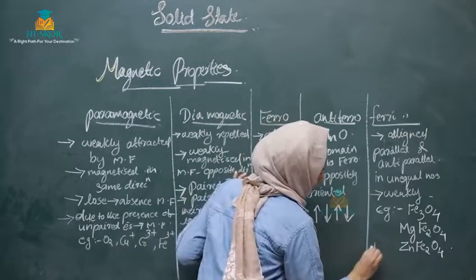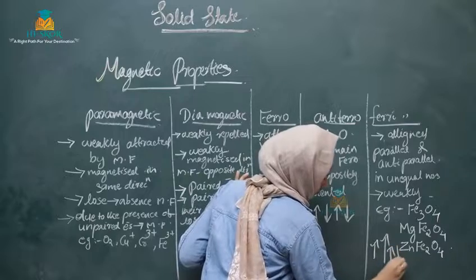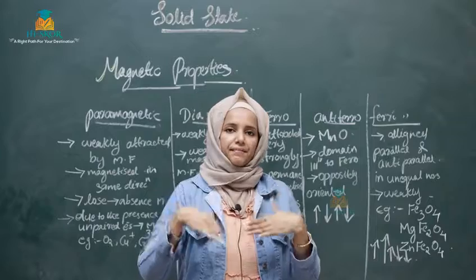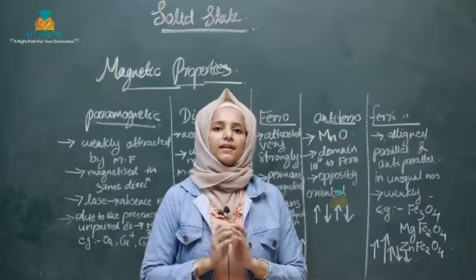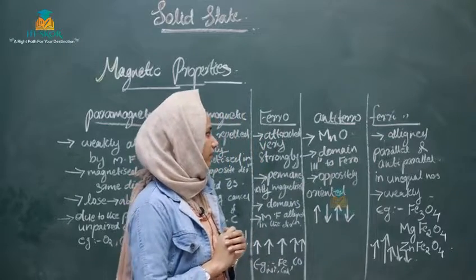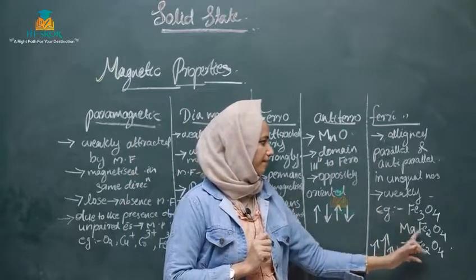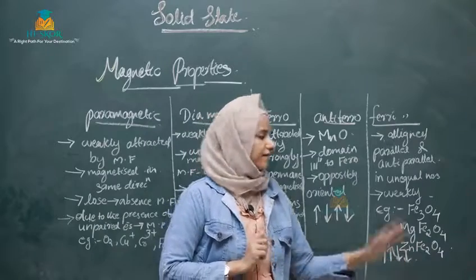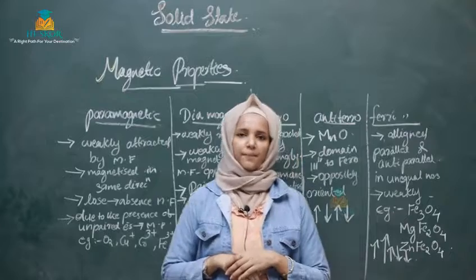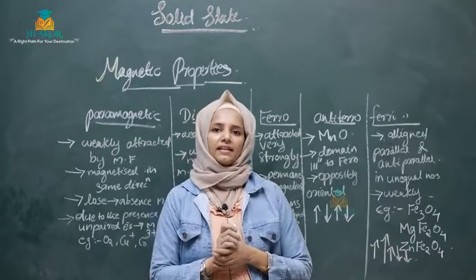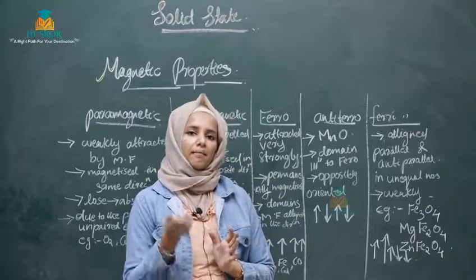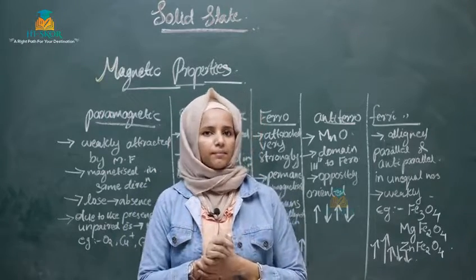They are aligned parallel and anti-parallel to the magnetic field, but unequally. Suppose they align parallel and anti-parallel in a disordered arrangement, in which substances can we see that? Ferrimagnetic substances. Examples: Fe3O4, MgFe2O4 or ZnFe2O4. These are the examples for ferrimagnetic substances. When you heat a ferrimagnetic substance, what will happen? It loses its ferrimagnetism and comes back to its paramagnetic behavior.